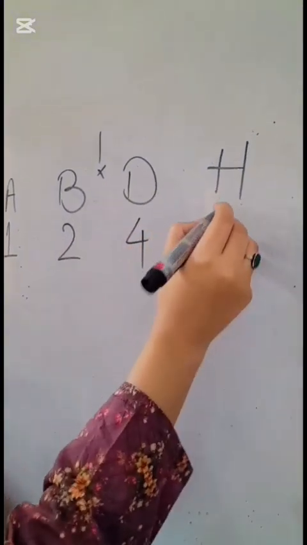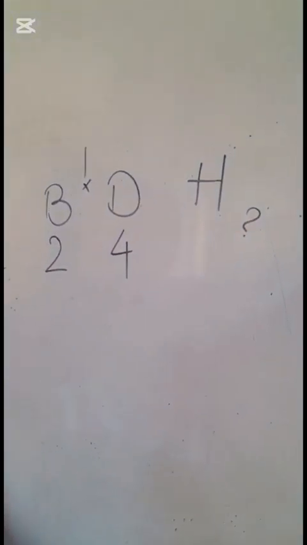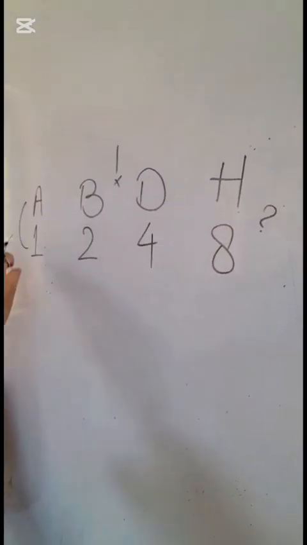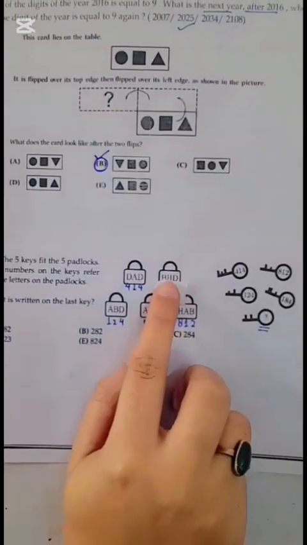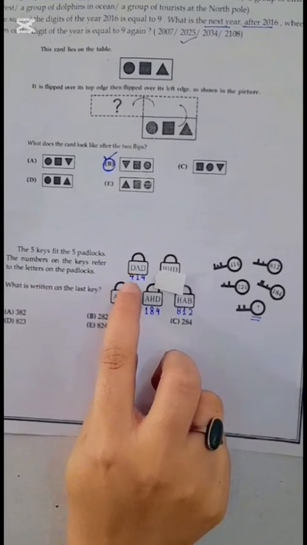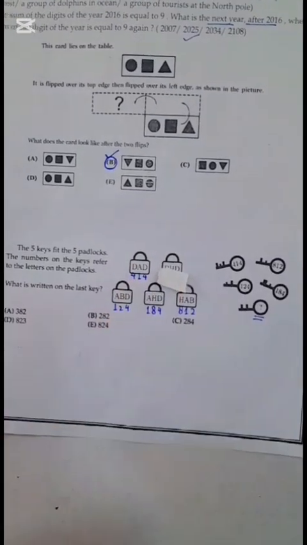4. And what is the number of H? A, B, C, D, E, F, G, H. The number of H will be 8. Keeping these numbering of the alphabets in mind, we will now move to the solution. Look at the name of this padlock, DAD, meaning D is number 4, A is number 1, and D once again is number 4. 414 is the key to this padlock.